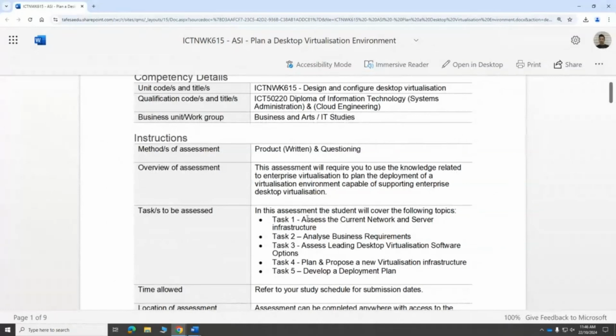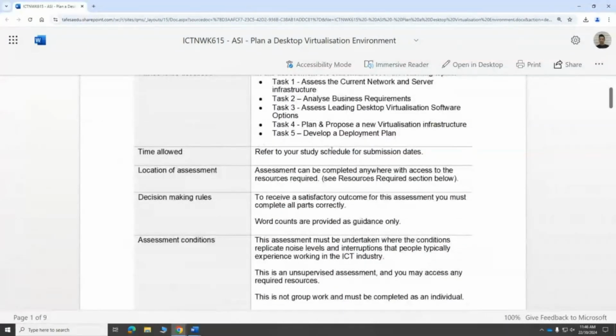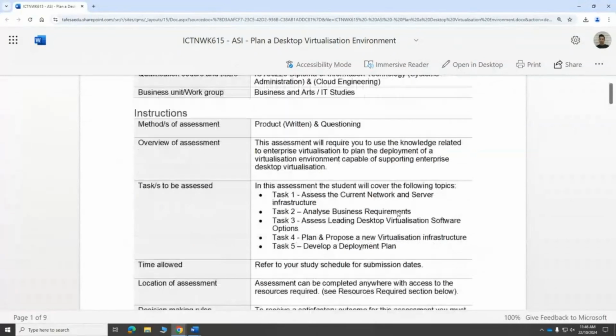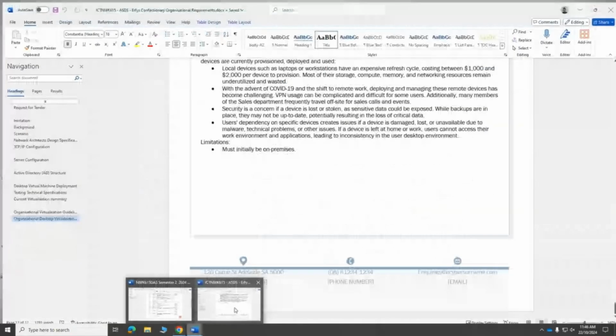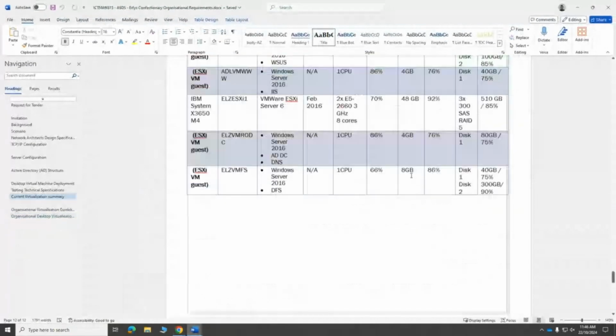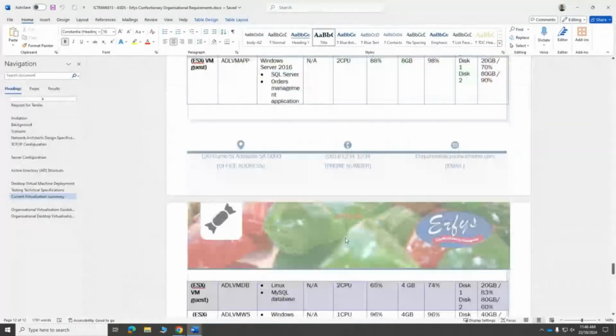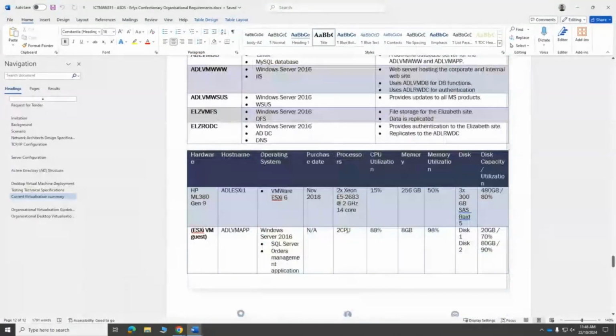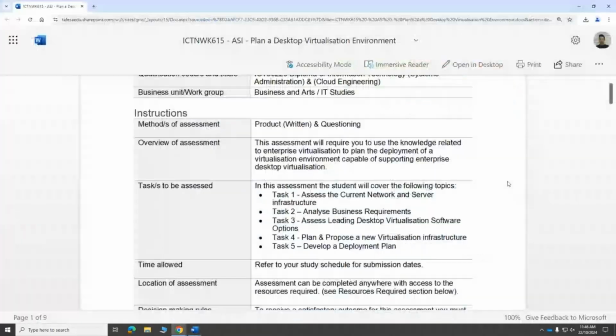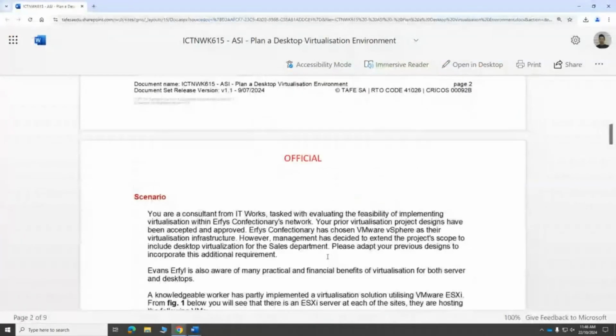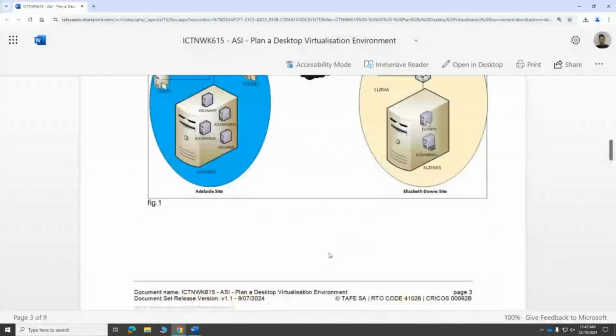So you can see task 1 is assessing the current servers, and the servers are the same ones that were in the previous subject. You can see it's the same hardware, virtual guests, etc. So very similar. Task 2 is analyzing the business requirements. We just talked about the problems, so let's have a look at the questions.